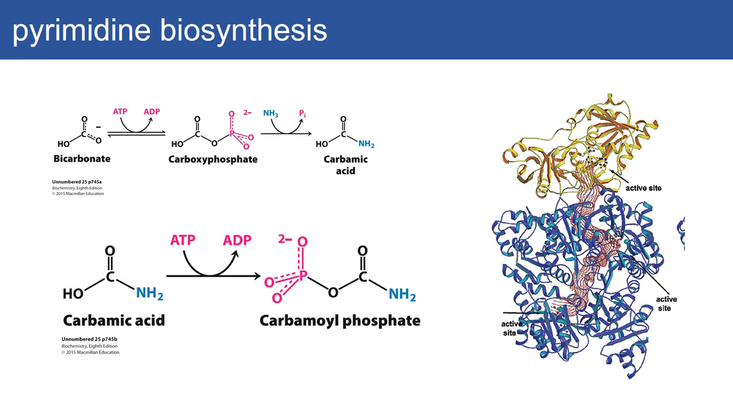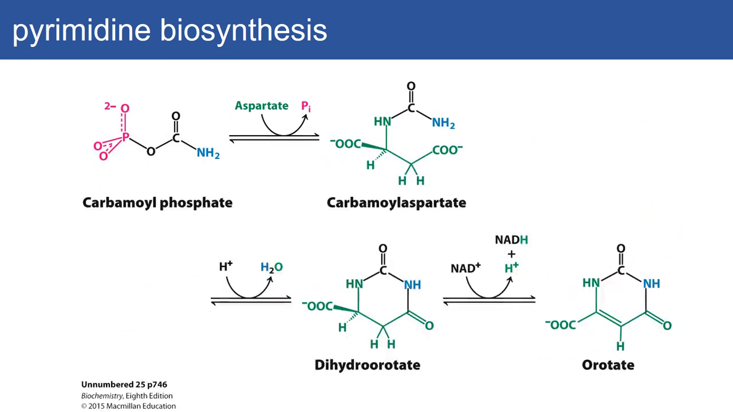Carbamoyl phosphate synthetase, CPS, is involved in this, and that is a multiple step reaction that occurs. The next step is we go from carbamoyl phosphate, and we're going to add an aspartate group to go to carbamoyl aspartate. That's going to create the almost ring structure. From there, we go to dihydroorotate, where we complete the ring in a hydrolysis reaction.